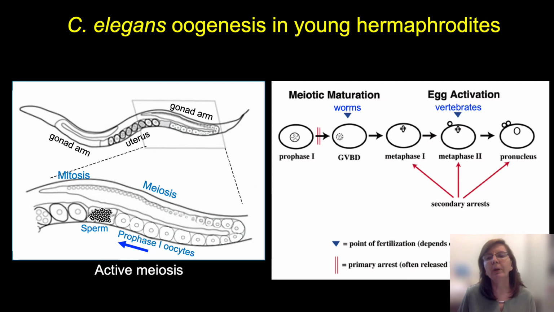So the important point here is that in all species the primary arrest, indicated by those red vertical lines, is occurring at prophase 1. This commonality demonstrates the applicability of a simple model system such as the worm for our understanding of oogenesis.